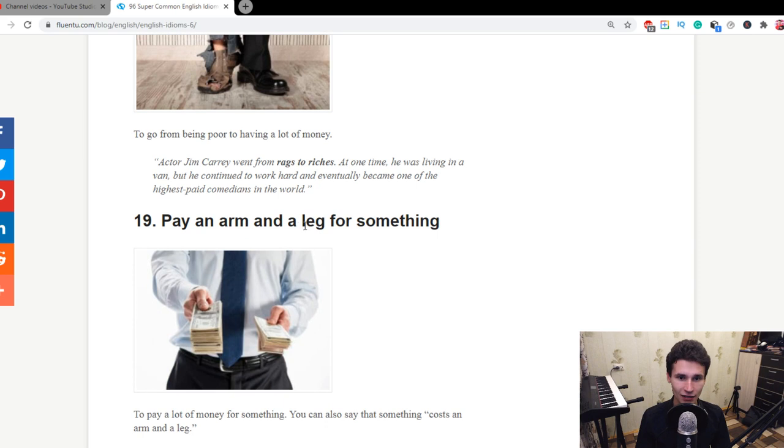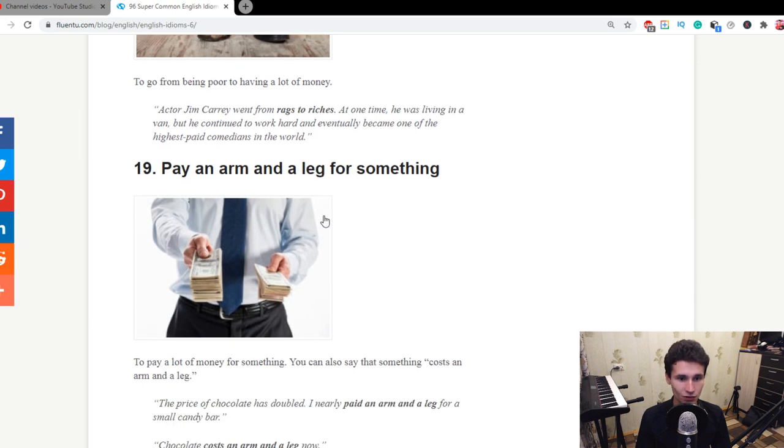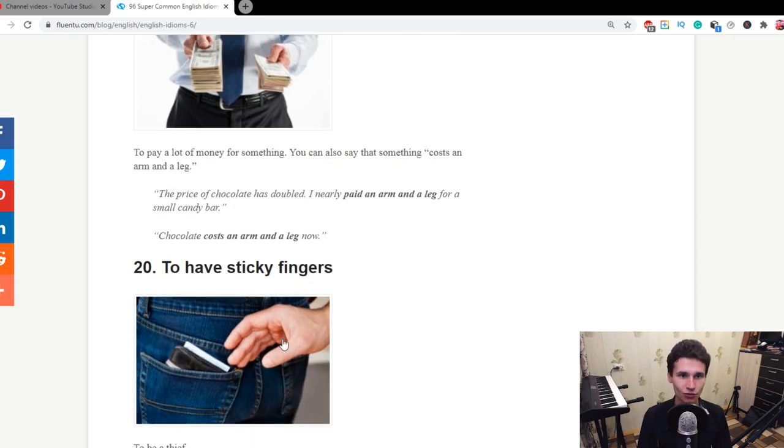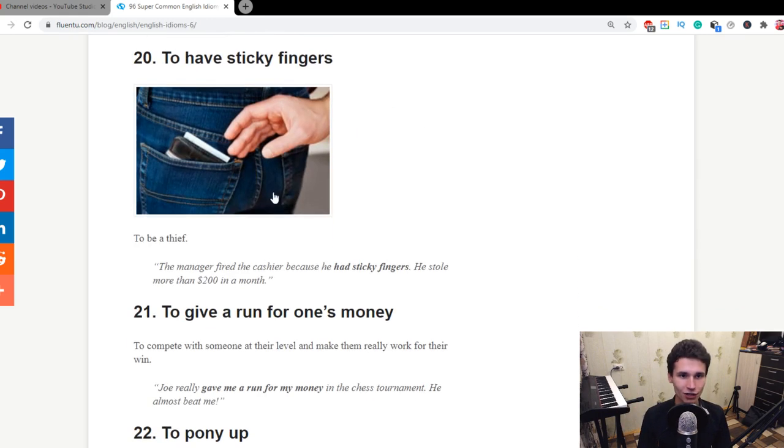Pay an arm and a leg for something. What is it? To pay a lot of money for something. You can also say that something costs an arm and a leg. It is like if you have a debt for your scholarship and someone paid this debt for college, it means that he paid an arm and a leg for your college education. To have sticky fingers, to be a thief.